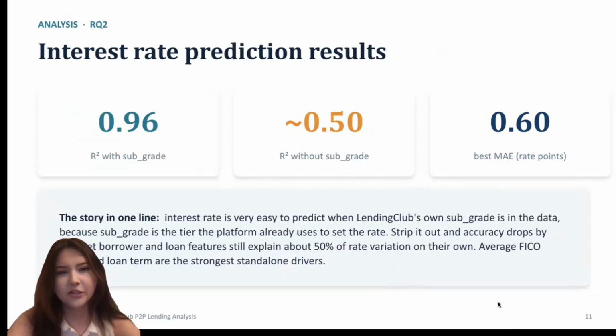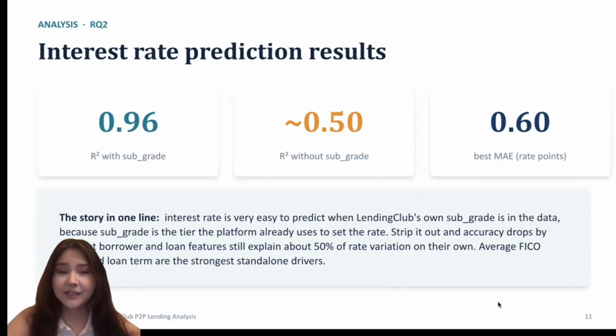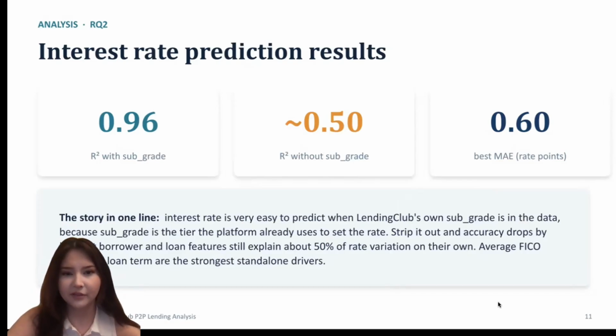For research question 2, we ran 3 regression models. We ran linear regression, random forest regression, and LightGBM. We evaluated these models using R-squared, RMSE, and MAE via a 10-fold cross-validation. We also ran each model twice, once with subgrade included as a feature, and once without. The reason we went about this was because we found that subgrade had the highest association and the highest influence, so we wanted to see how well the models were performing with and without that feature.